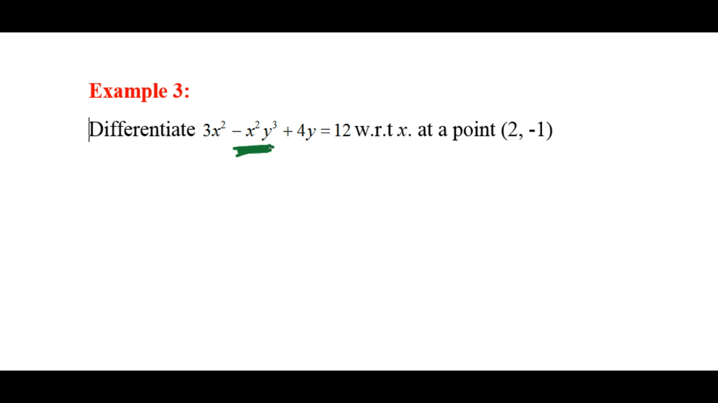So we differentiate 3x squared minus x squared y cubed plus 4y is equal to 12, WRT, which means with respect to x. It's a mathematical symbol you can use to show with respect to x. At the point 2, -1, it means we want to differentiate at this very point. Which means that if I finish my whole differentiation, I can substitute these two values into the function to get the value. So let's see how this works.